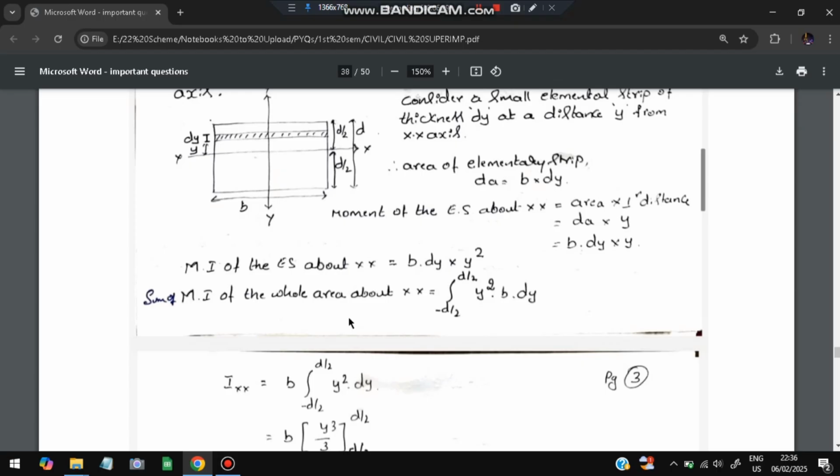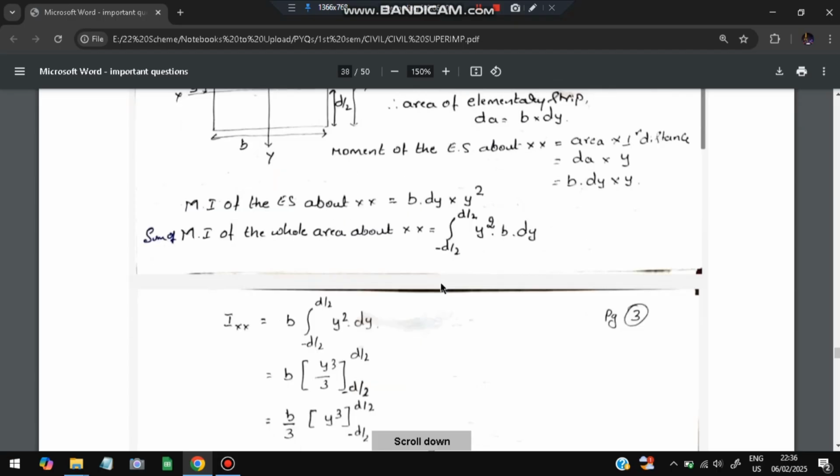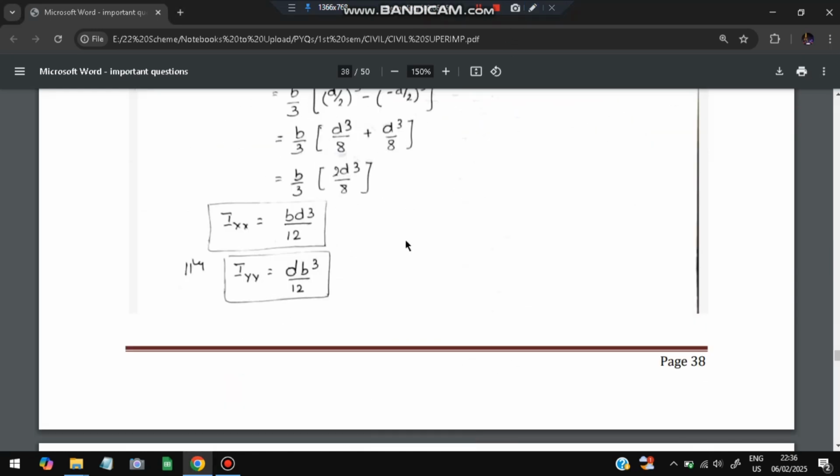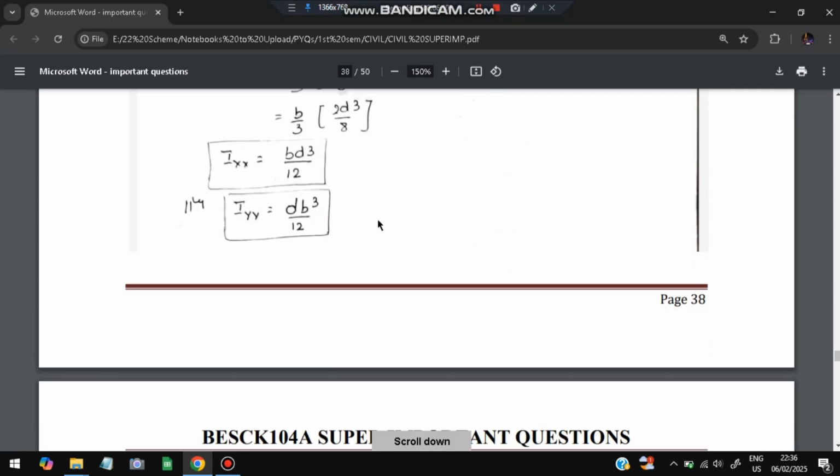We will be just taking the integral of the moment of inertia of the elemental strip. This is the moment of inertia for a strip. To calculate the moment of inertia for the whole figure, we will have to integrate it with the limits minus d by 2 to d by 2. In doing that we will get the moment of inertia for the x-axis, and similarly for the y-axis it will be like this. This much you have to write.